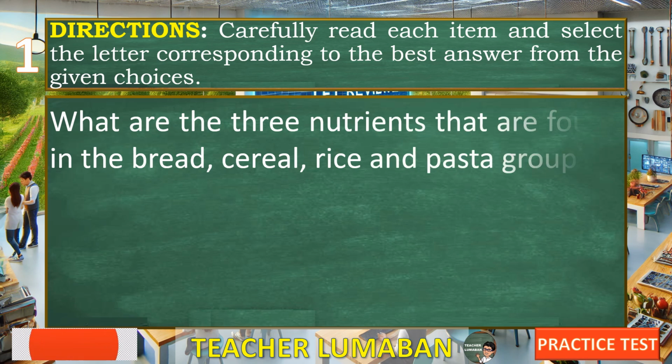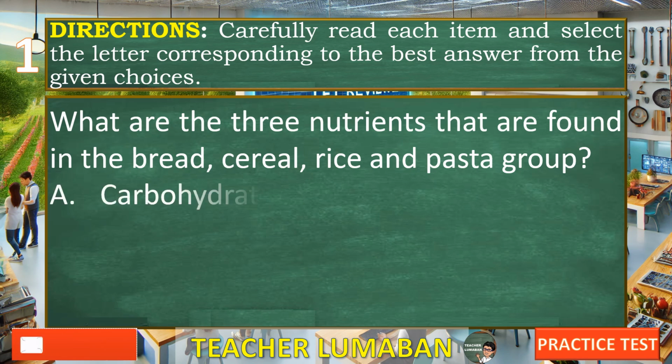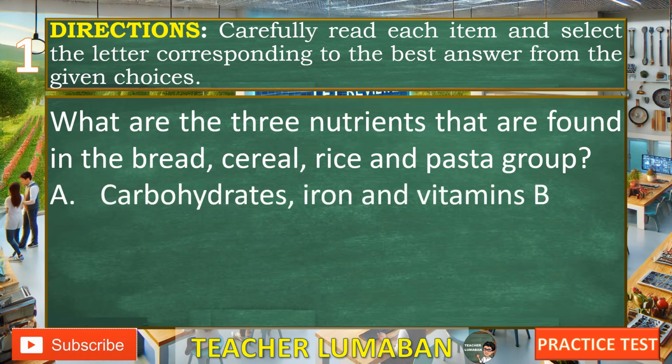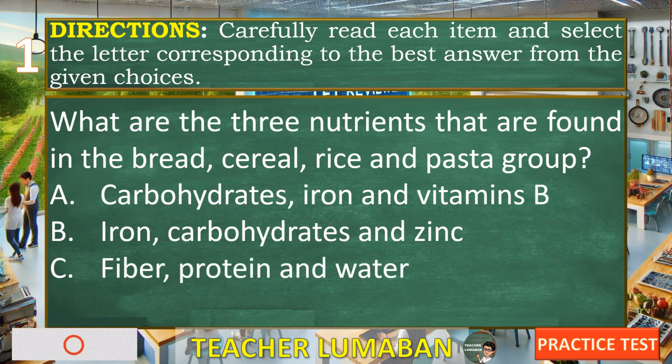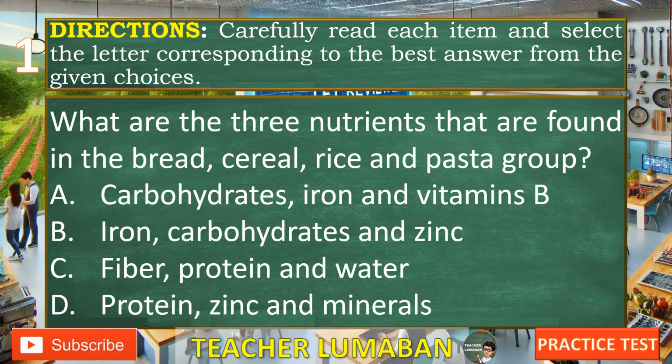What are the three nutrients that are found in the bread, cereal, rice, and pasta group? A. Carbohydrates, iron, and vitamins. B. Iron, carbohydrates, and zinc. C. Fiber, protein, and water. D. Protein, zinc, and minerals.